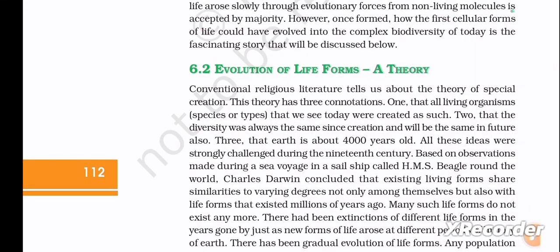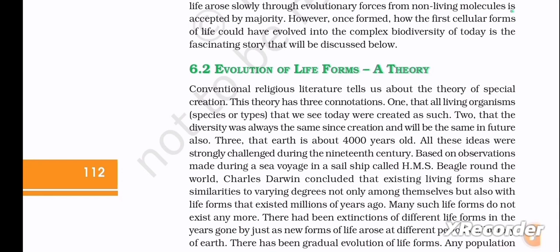Next, 6.2, Evolution of Life Forms, a theory. Conventional religious literature tells us about the theory of special creation. This theory has three connotations. One, that all living organisms, species or types that we see today were created as such. Two, that the diversity was always the same since creation and will be the same in future also. Three, that Earth is about 4,000 years old.